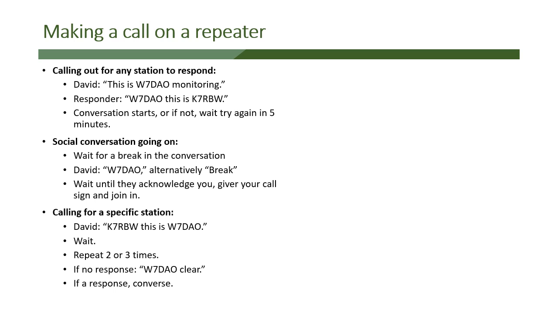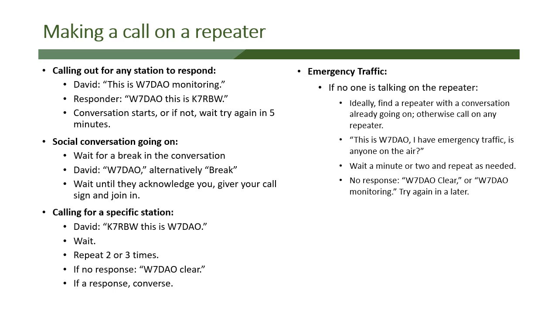I would wait. I might repeat it 2 or 3 times. If there's no response, I would clear that frequency by saying W7DAO clear. If they were to respond, I'd say K7RBW, this is W7DAO, and just like before, they'd say W7DAO, this is K7RBW. I'd say, "Oh, hi Bob, how you doing? I thought you'd be on the air. You have a few minutes to talk? We can just have a conversation."